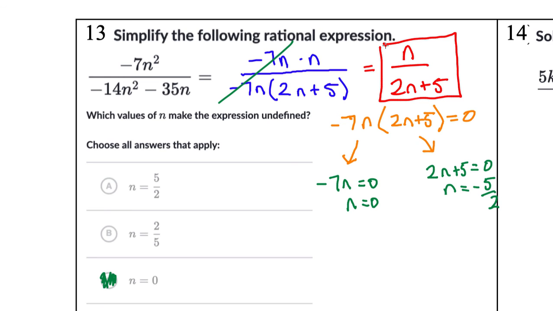Wait, that's not even the answer. That is indeed the answer. What? How? I canceled out the negative 7n on the top and on the bottom. Wait, how'd you get 0? That answer is not in the options right there.